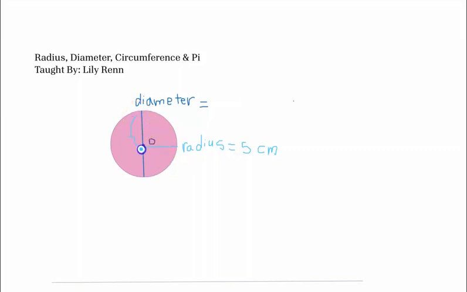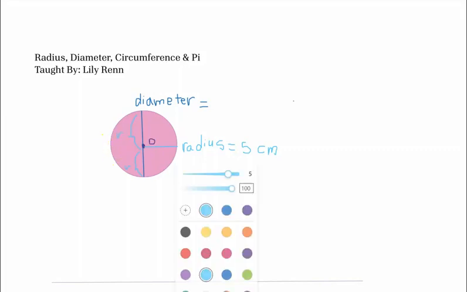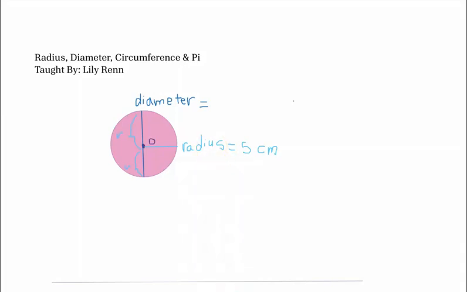This right here is one radius, and this right here is the same radius. Because it's just from the center point to the edge, it's going to be the same all around. So we can write out that because the diameter is twice the radius, we know that's equal to 2 times 5, which brings us to 10 centimeters.